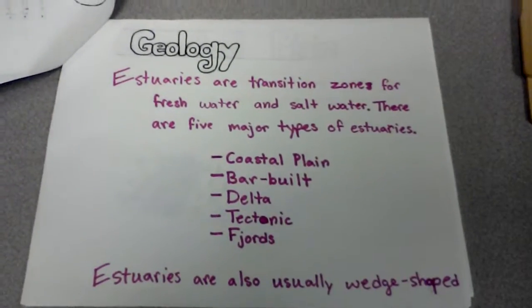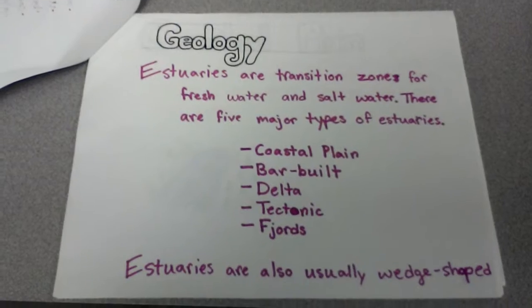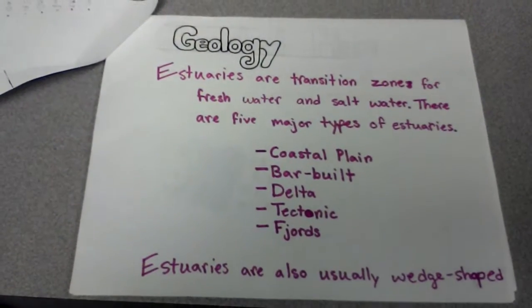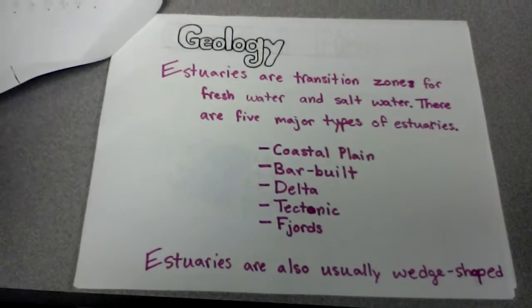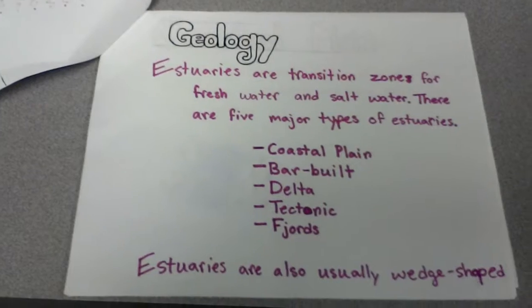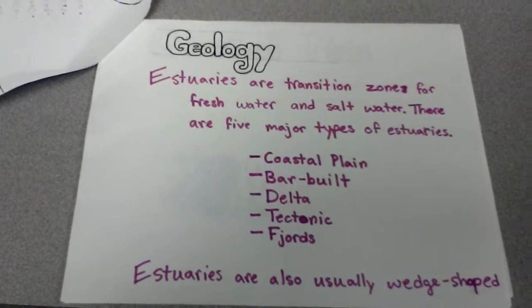Geology. Estuaries, like said before, are transition zones for freshwater and saltwater. There are 5 major types of estuaries: coastal plain, bar-built, delta, tectonic, and fjords. Estuaries are also usually wedge-shaped.